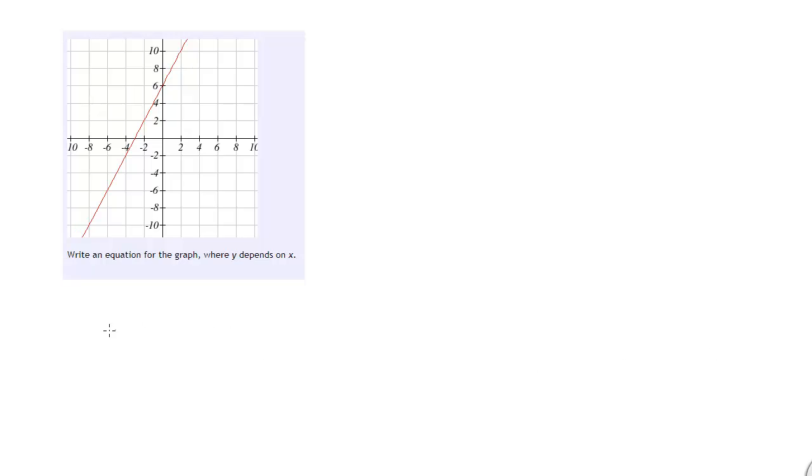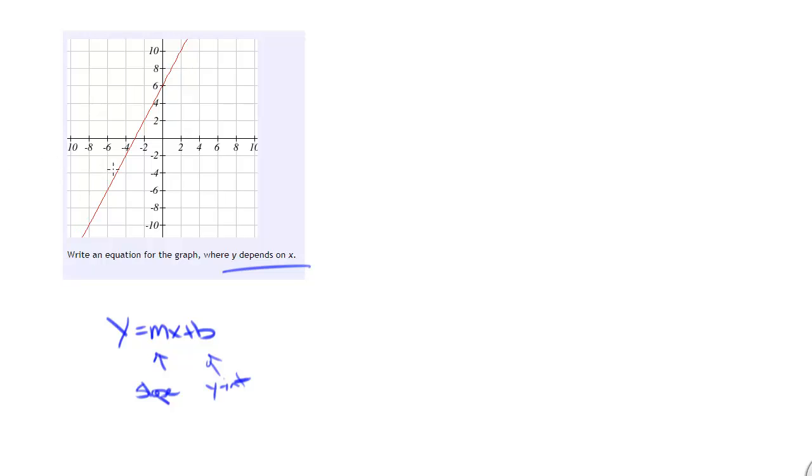All right, we're being asked to write the equation for the graph where y depends on x. Again, just real fast, what that means is that you have y equal to, and then a bunch of jazz over here that has x. Our way of doing this is using slope-intercept form, where in this case, this m is the slope, and the b is the y-intercept.